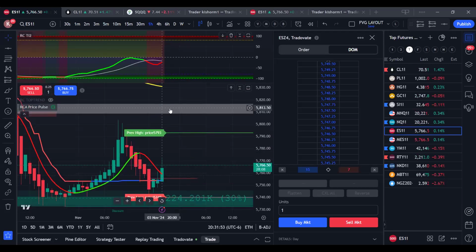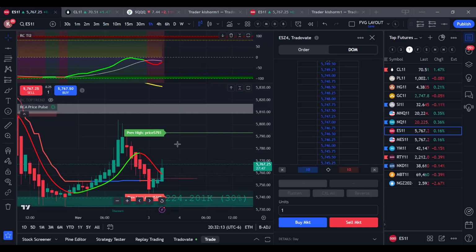Either it should be somewhere at the midpoint equilibrium, or somewhere at the discount. Are you clear with step number one and step number two? If anybody is not seeing the previous day high and previous day low, you have to delete it and add it back.